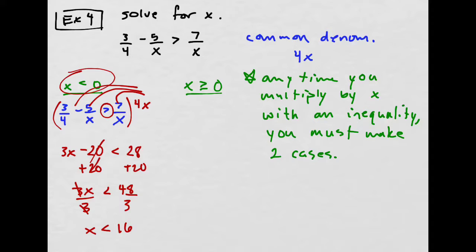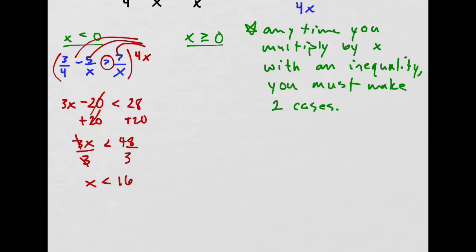Well, we said x was negative anyway, so definitely any negative number will work. Hopefully that makes sense. So just anything less than 0 would work, right? Because we already assumed this to be true for this case. x is less than 16, and we already said it was negative.